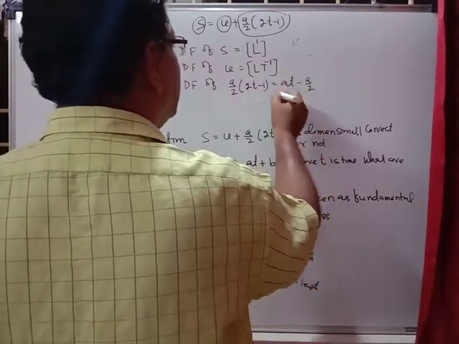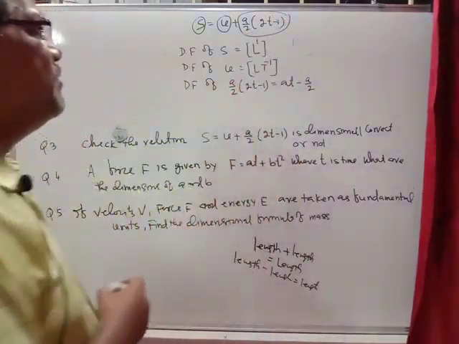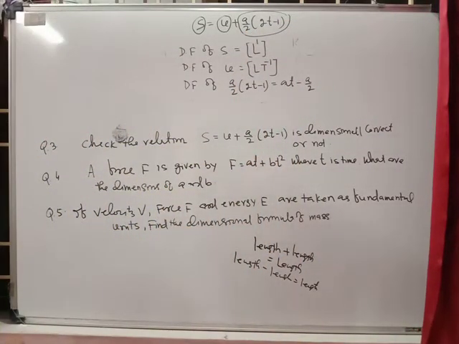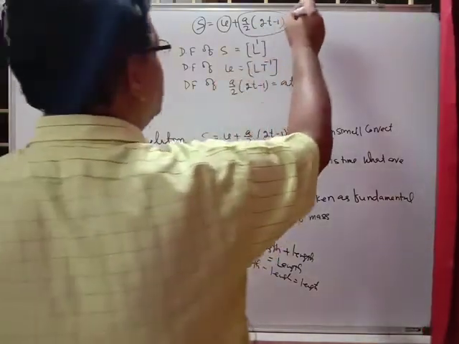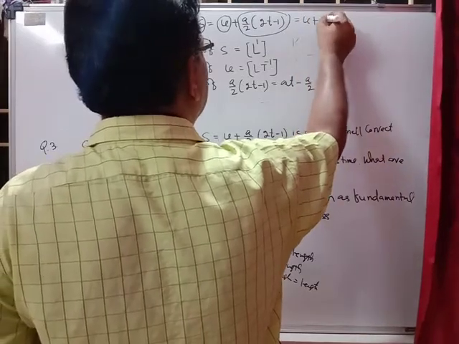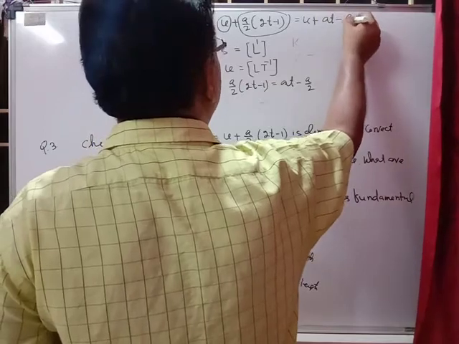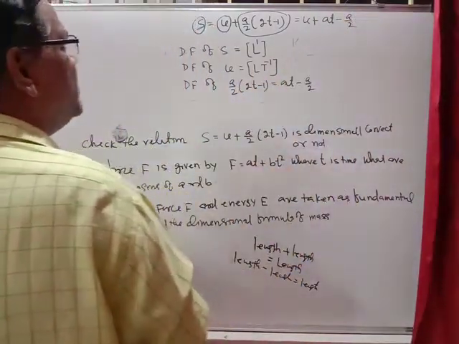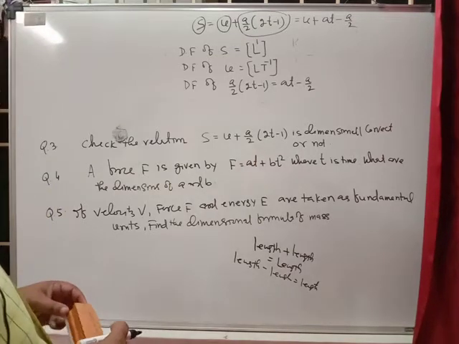So this can be written as the total term. Actually, it should be opened also: AT minus A by 2. You can open this term, so that it is equal to U plus AT minus A by 2. The dimensional formula, here you can open this one: U plus AT minus A by 2.